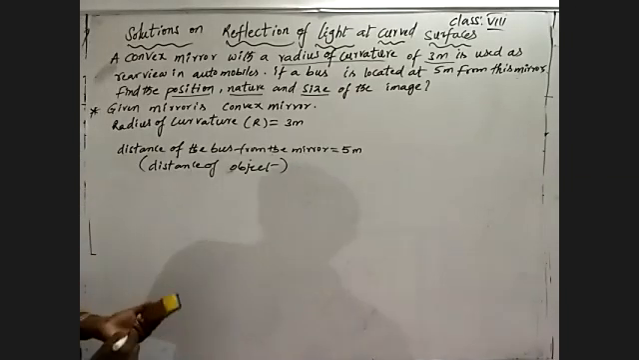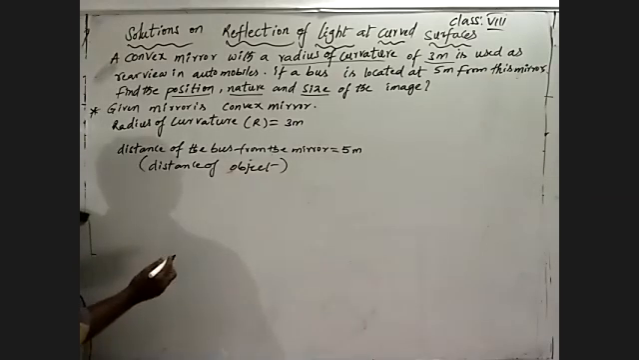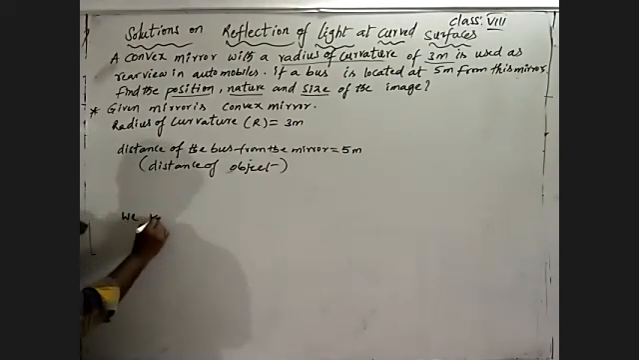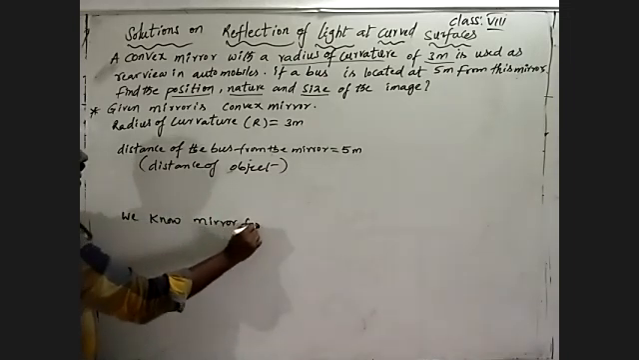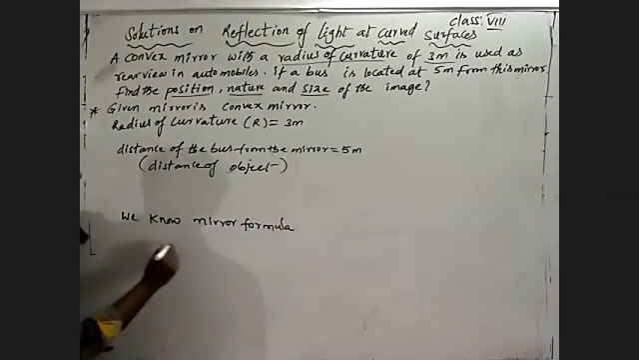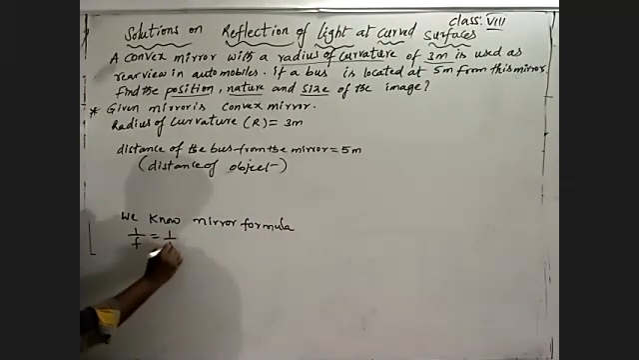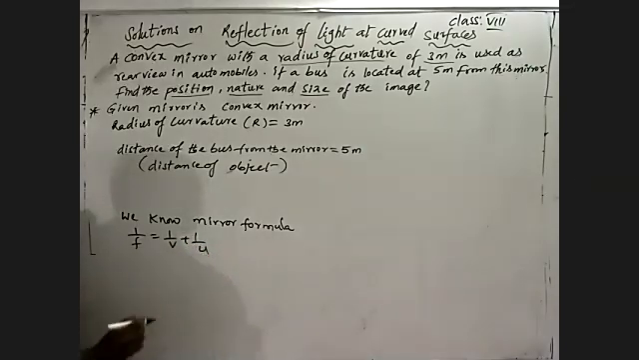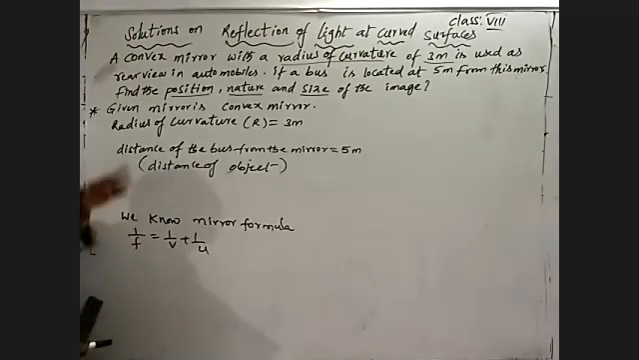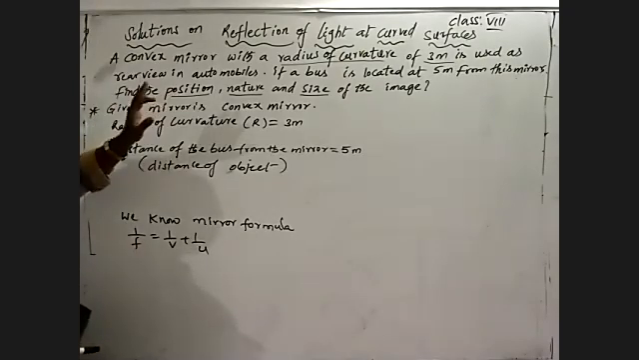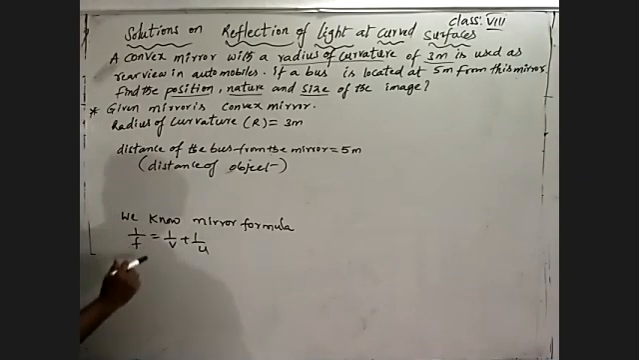Okay, coming to that, how to find? We know one thing, the mirror formula. What is the mirror formula? 1 by f is equal to 1 by v plus 1 by u. Is it necessary to utilize it? Of course, they are talking about a spherical mirror, so we will use the mirror formula. But is it correct to utilize this equation? Have they given the whole relations to find the image?